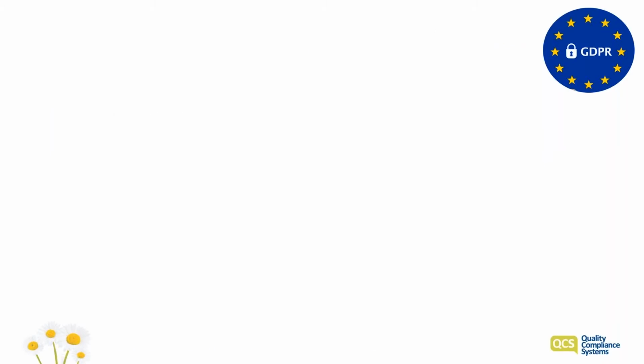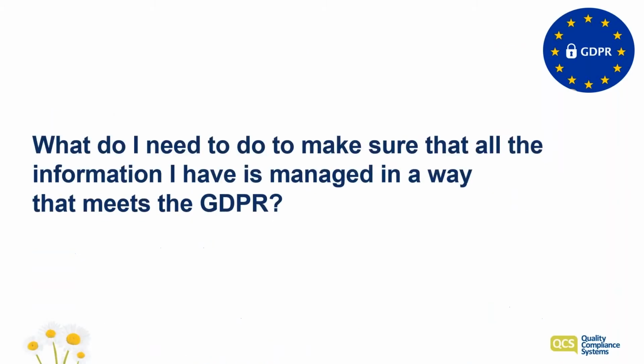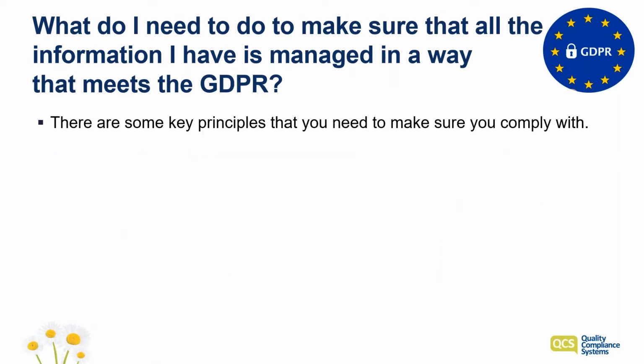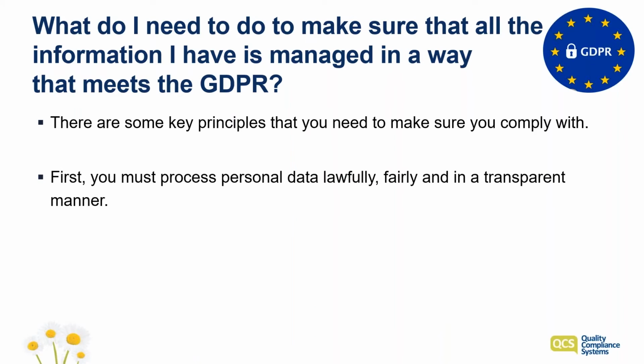GDPR covers a wide range of areas and impacts across an organisation. It's not possible to summarise everything you need to do to meet the requirements of GDPR in this webinar, but there are some key principles that you will need to make sure you comply with. First, you must process personal data lawfully, fairly, and in a transparent manner. This means that you must make sure that you are entitled to process data under GDPR, for example, because you've obtained consent from the data subject, because it is in your legitimate interest to do so, because you need to process the personal data to fulfill a contract, or because you are processing special categories of data in order to provide health or social care or treatment.